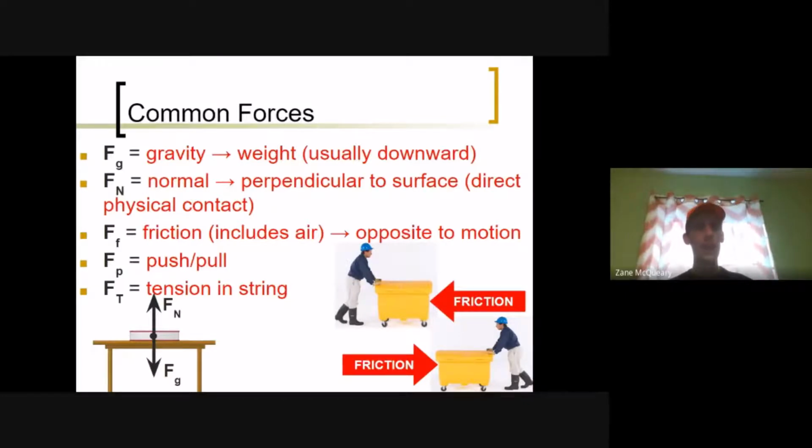Push or pull is exactly how it sounds. Sometimes you might hear it called the applied force, which is also the same thing.